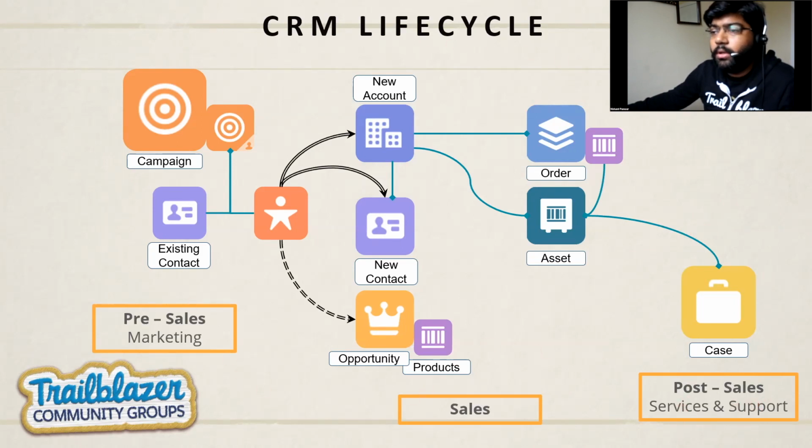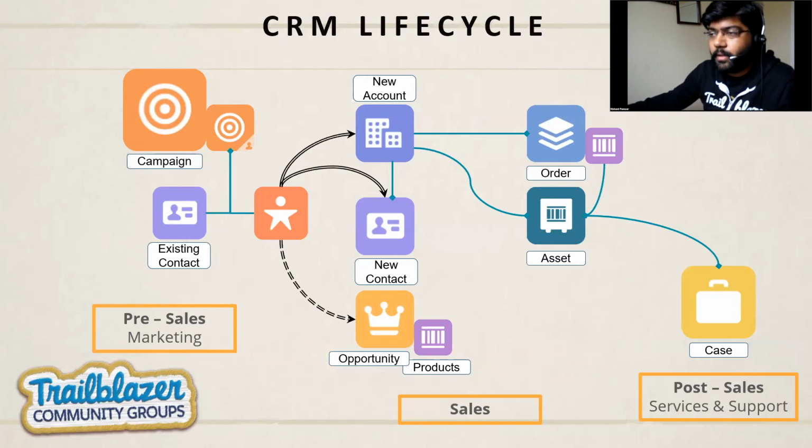So this is the overall CRM lifecycle, and we are trying to cover all of these objects in today's session. We are going to talk about campaigns, leads, opportunities, and then the cases where we do the services. And these are all helping objects which come in between, like order, asset, and product, but you should be aware of these objects as well, which are part of the whole CRM lifecycle.